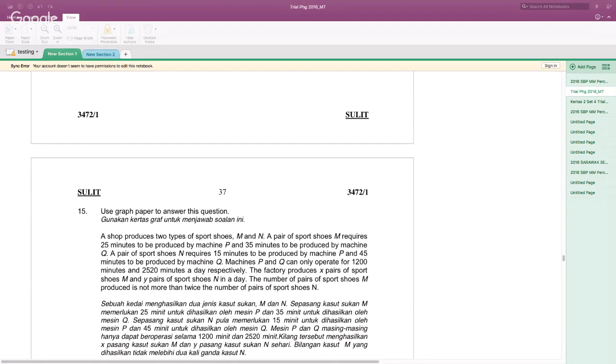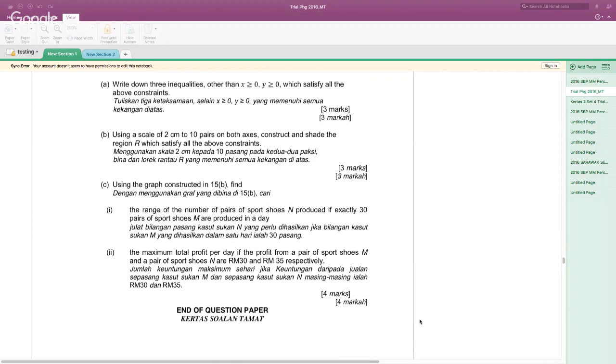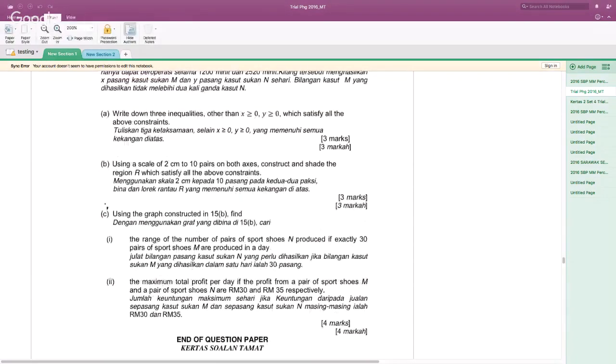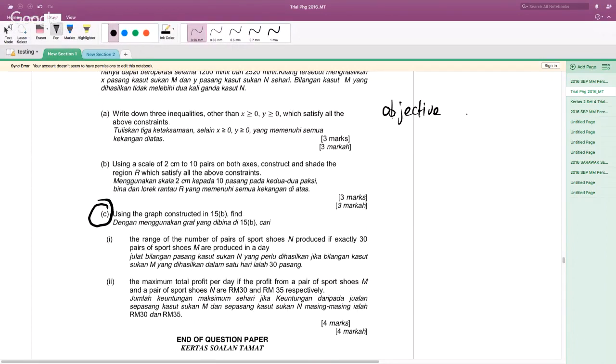Okay, for this question over here, I will only discuss part C, which is what they call the objective function. Objective function means what? After you form everything, you should be able to get three inequalities. You will get the inequalities based on the equations.